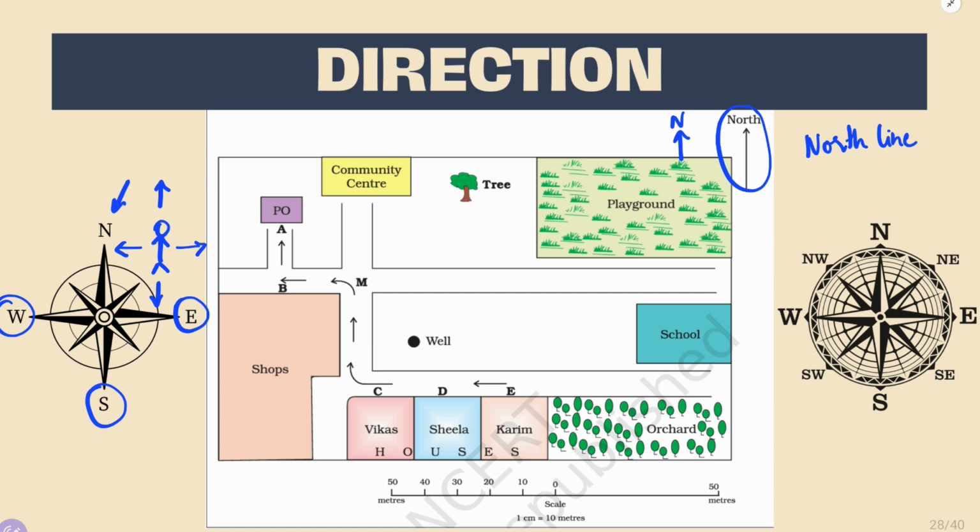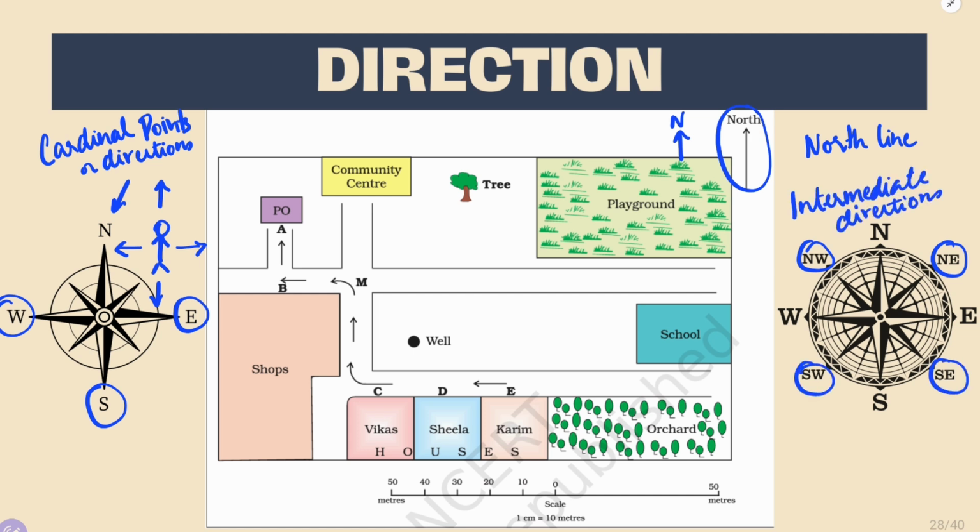These important directions, that is north, south, east, and west, are called cardinal points or cardinal directions. These are further divided into northeast, northwest, southeast, and southwest, which are called intermediate directions, which help us locate a place more accurately.